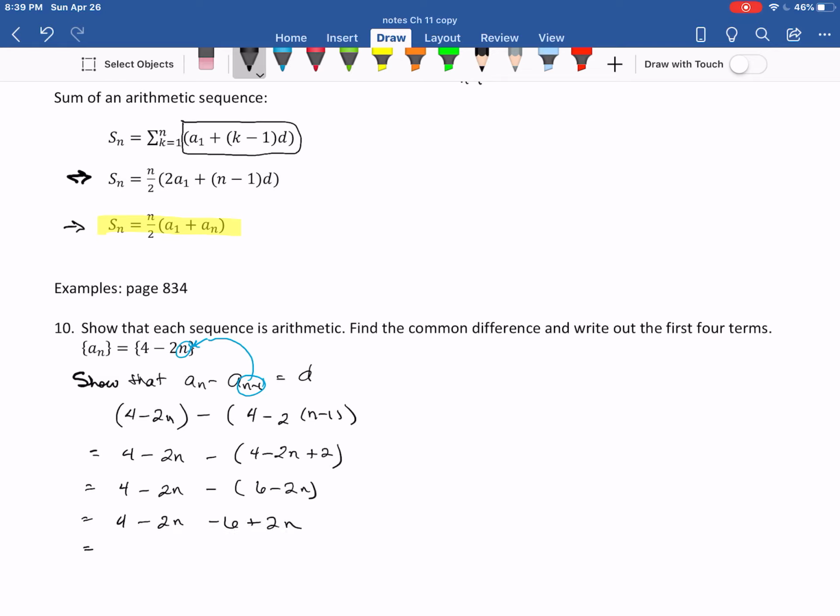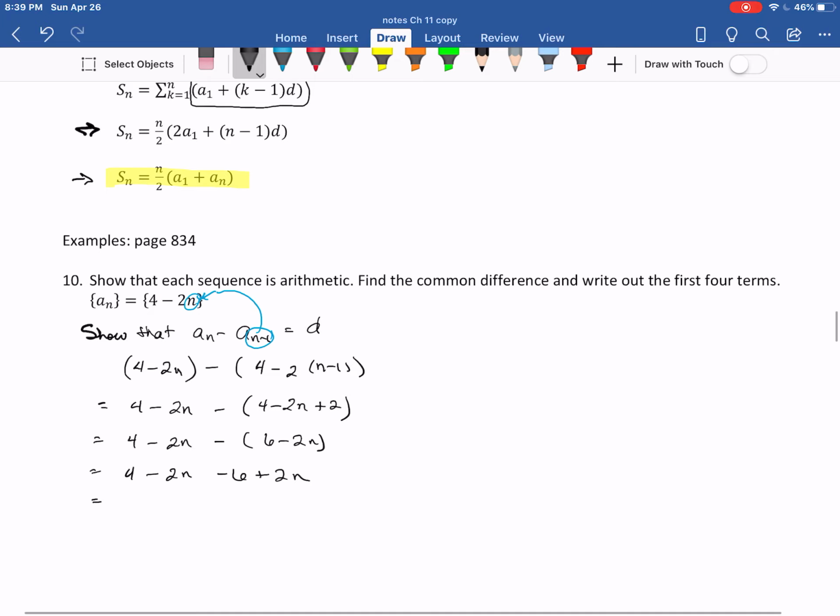Now the n terms cancel out. And that's what you want to have happen. When you're proving that your sequence is arithmetic, you want those n terms to go away, leaving you with a constant. And that constant is that common difference.